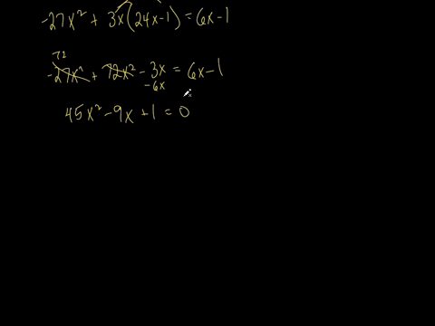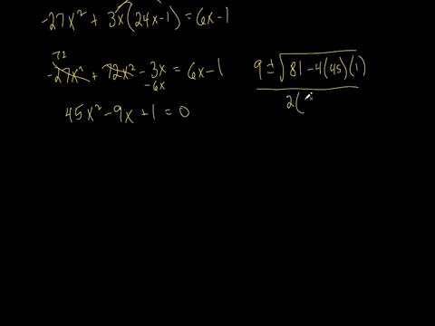I don't know. So what if I don't know? What do I want to do? Formula. Yes, use the quadratic formula. So negative b, so that would be 9, plus or minus the square root of b squared, that would be 81, minus 4 times a, which is 45, times c, which is 1, over 2 times a, so it's 2 times 45.